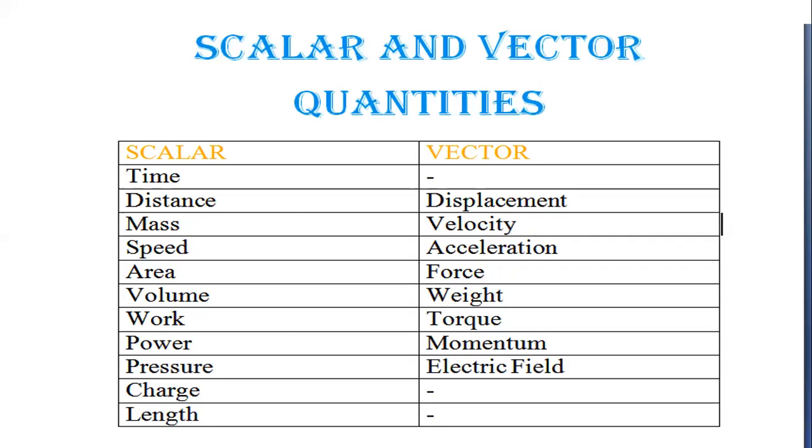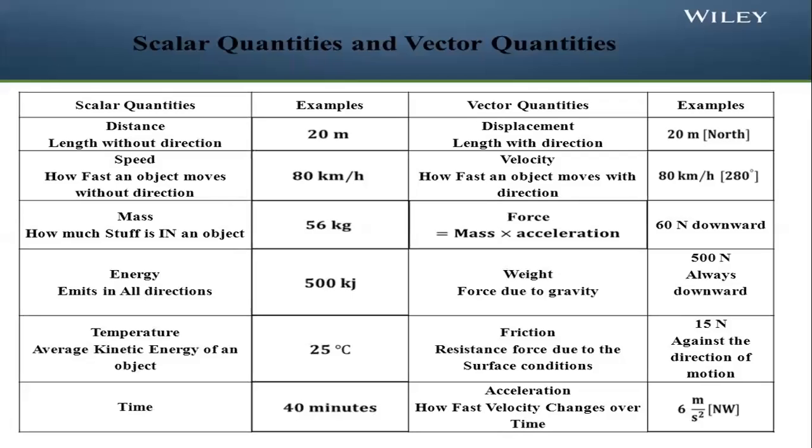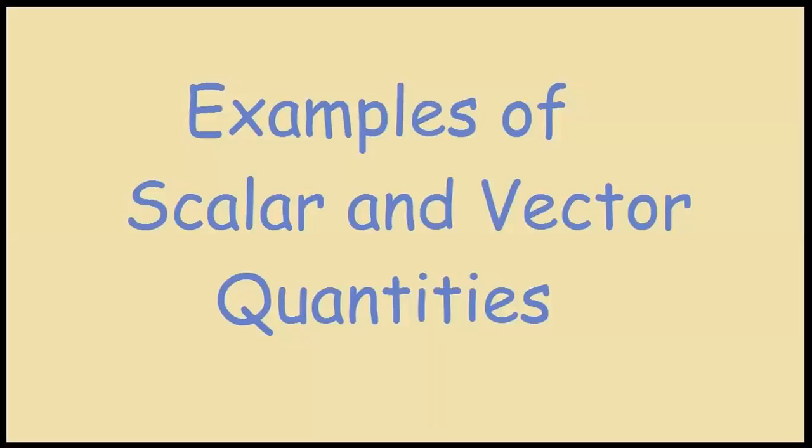All right. So we have some more here: scalar quantities: time, mass, speed, area, volume, work, power, pressure, charge, length. For your vector, we have displacement, your velocity, acceleration, force, weight, torque, momentum, electric field.